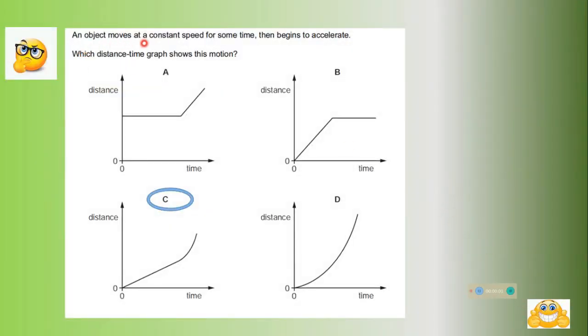An object moves at a constant speed for some time, then begins to accelerate. Which distance time graph shows this motion? Here option C is right, as initially the object moves with constant speed because the gradient, the slope, is constant here, and then it begins to accelerate. Here initially the object is moving with constant speed, but then there is no acceleration. Here it is non-uniform motion, the object doesn't have constant speed. Here distance doesn't change with time, so speed is 0.